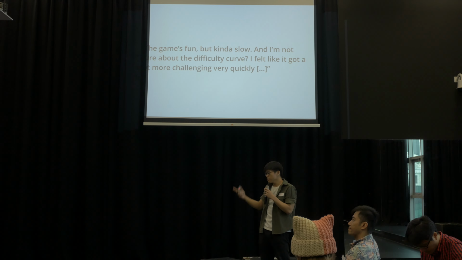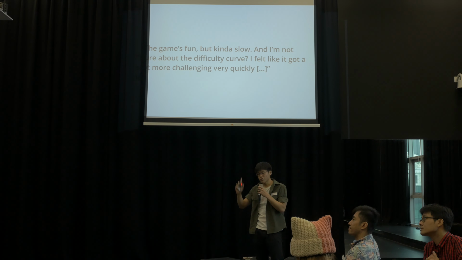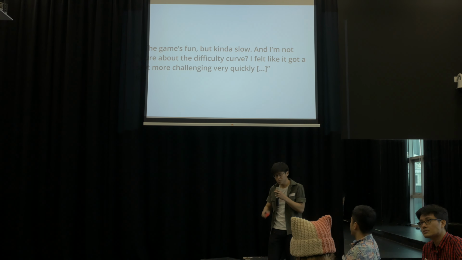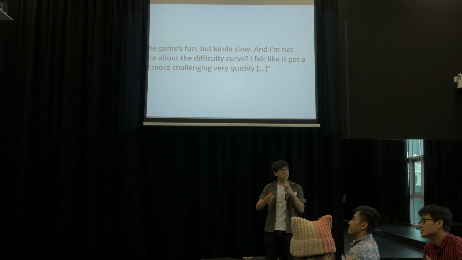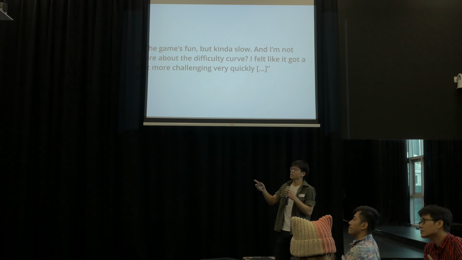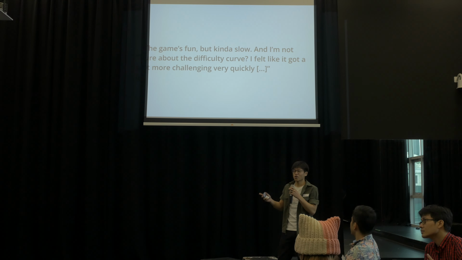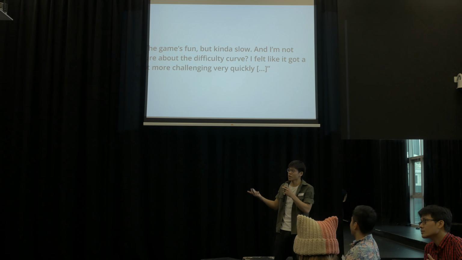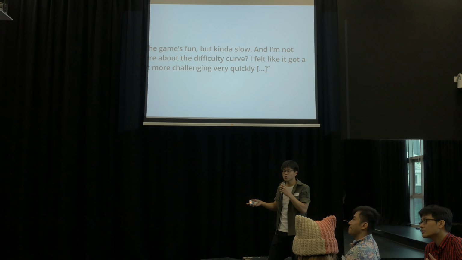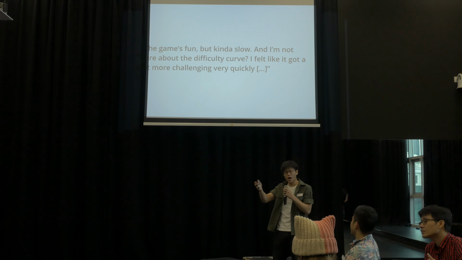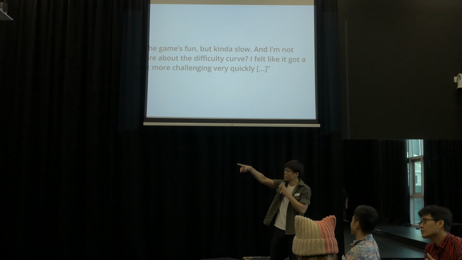So let's do an example. Let's say someday you get this feedback. Somebody plays a game and they go, oh, it's fun, but it's kind of slow. And I'm not sure about the difficulty curve. It gets very challenging very quickly. Very wishy-washy general comments that are honestly frustrating, because you're like, okay, what am I supposed to do with this? Where am I going with this? What are you telling me? Sometimes you wish your playtesters gave you actionables, but they give you a block like this.